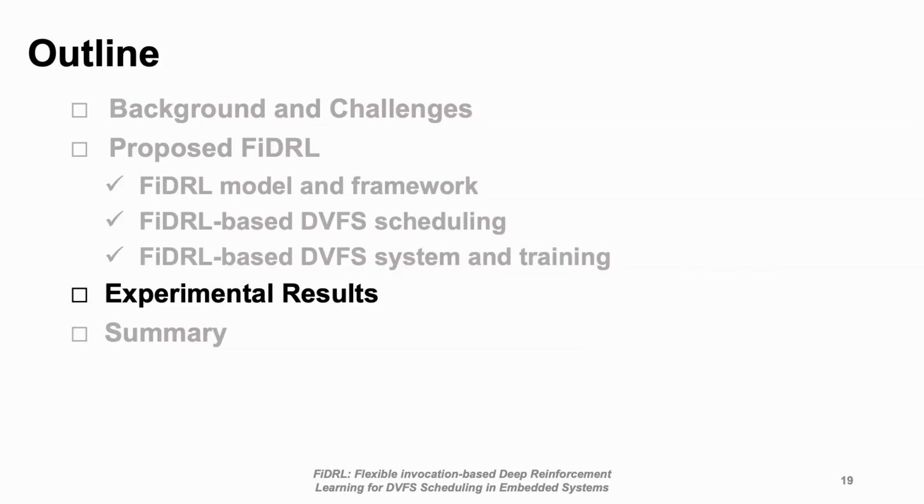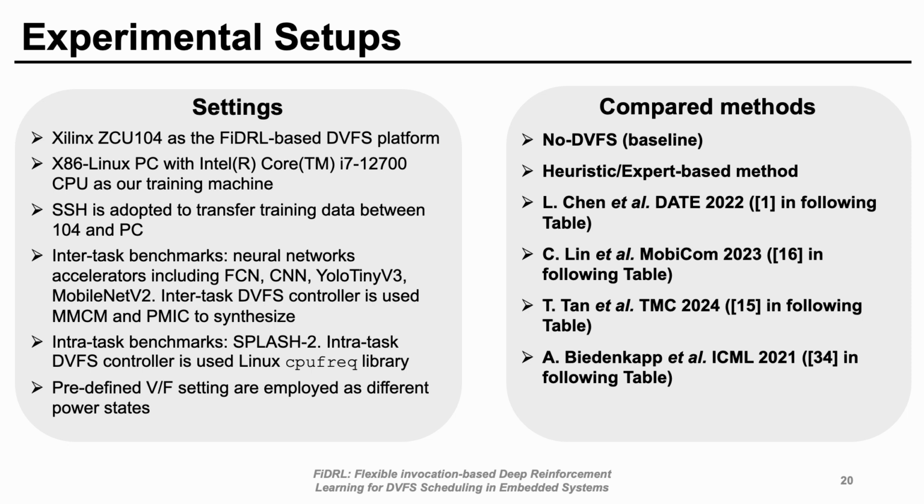Next are our experimental results. For the experimental settings, we use the Xilinx DCU-104 as the hardware platform and a Linux PC as our training machine. We conduct several inter- and intra-task benchmarks, including various network accelerators and basic applications in Splash 2. As compared methods, we use a simple execution without DVFS as our baseline, plus four different methods including heuristic-based, normal DRL-based, and temporal DRL-based DVFS. They are from either the embedded system or the AI community.